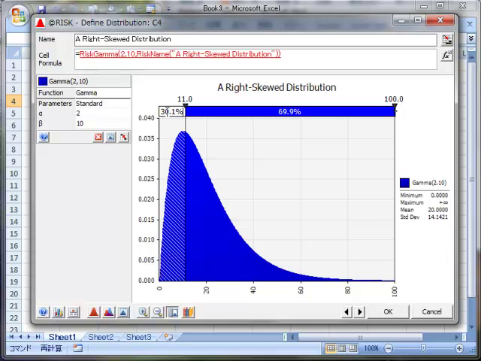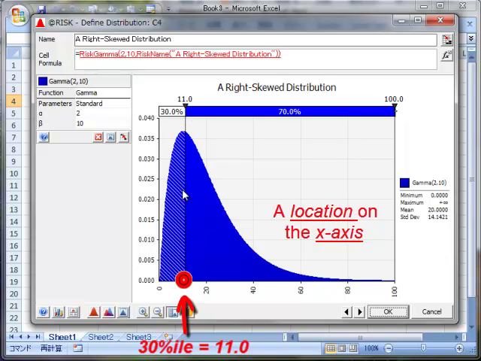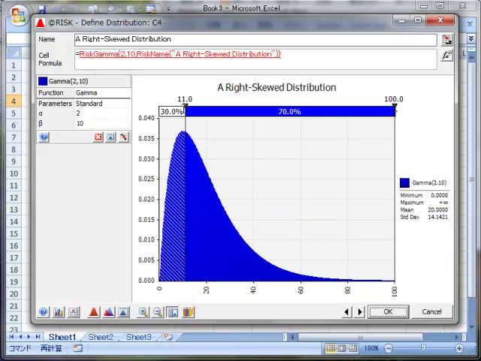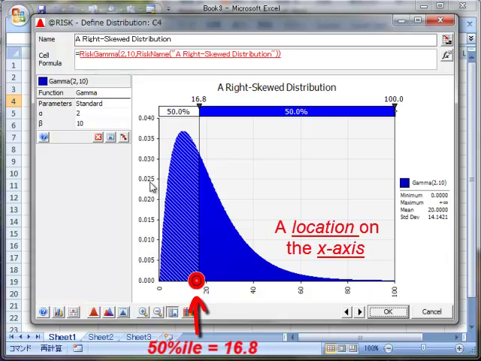The percentile shows right here. So if I'll just say 30 percentile. This is the 30th percentile. 11 is the 30th percentile. 30% of the data is to the left of 11. That's a percentile. We came up here and put in 50 as we did before. We'll get the 50th percentile or the median.